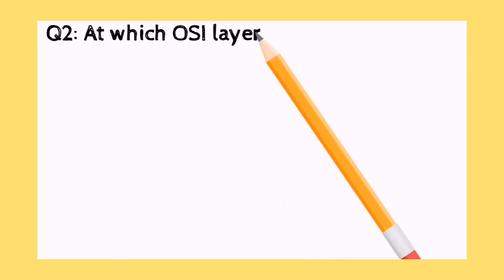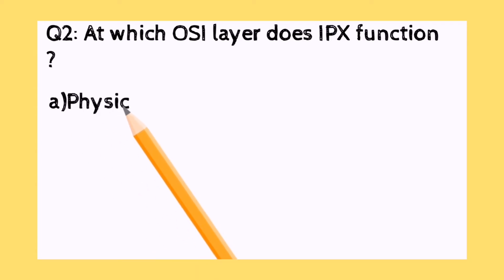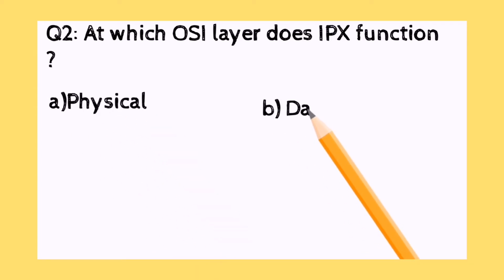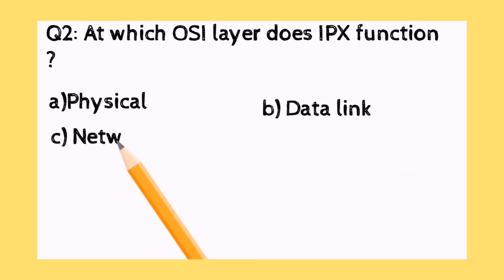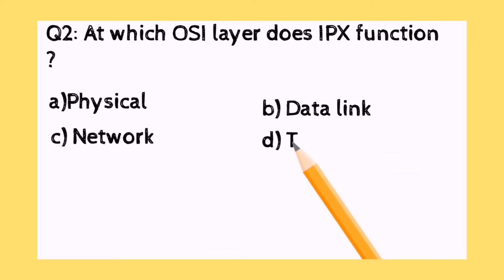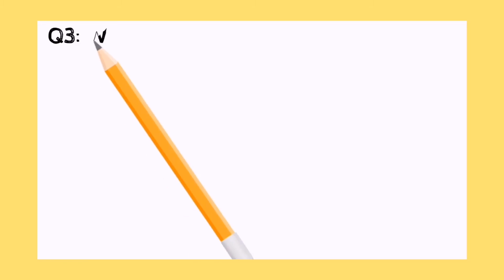Question number 2. At which OSI layer does IPX function? A. Physical. B. Data link. C. Network. And D. Transport. So the correct answer is option C, Network.